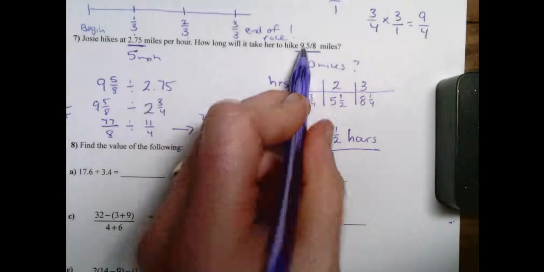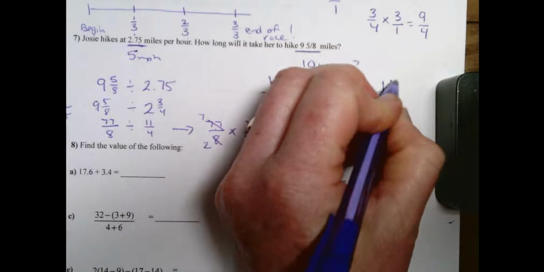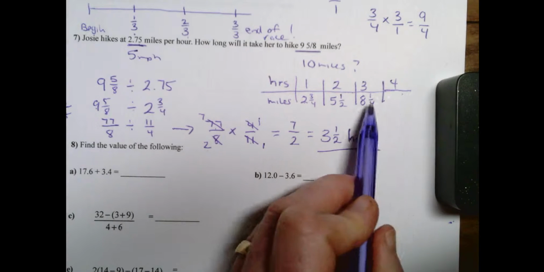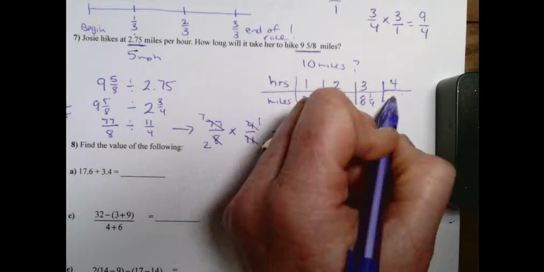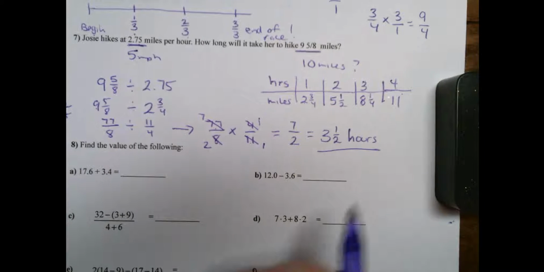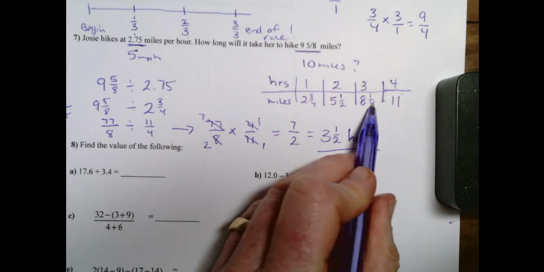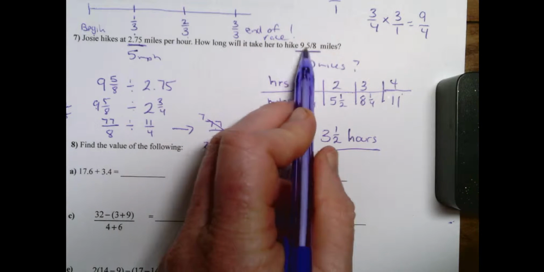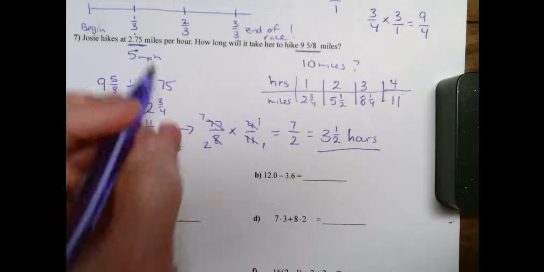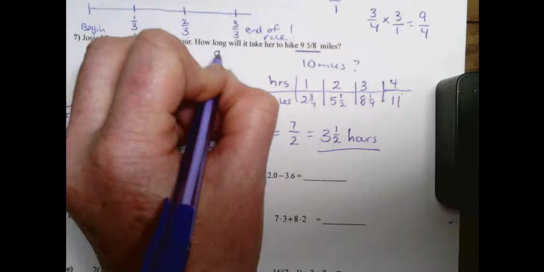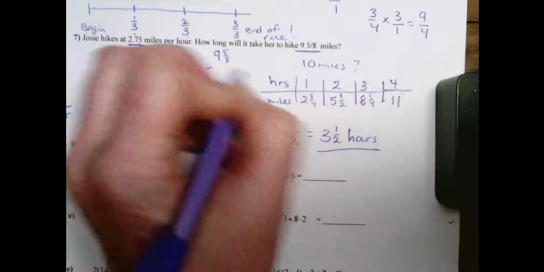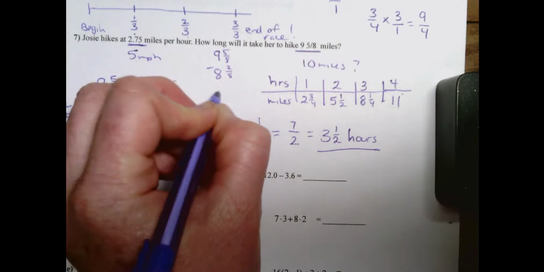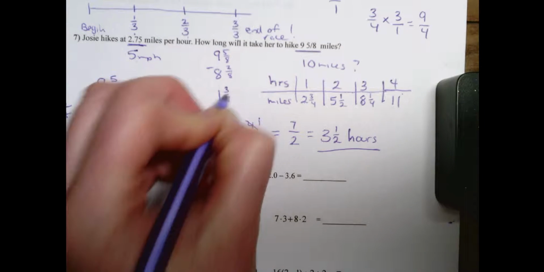And we need to get to 9 and 5/8. So if we got to 4 hours, you would see that we would go way over. We'd be at 10, we'd be at 11. Okay. And we need to figure out, okay, well, I need to go from 8 1/4 to 9 and 5/8. So we would have to subtract 9 and 5/8 minus 8 1/4. That's 2/8. So that would be 1 3/8.